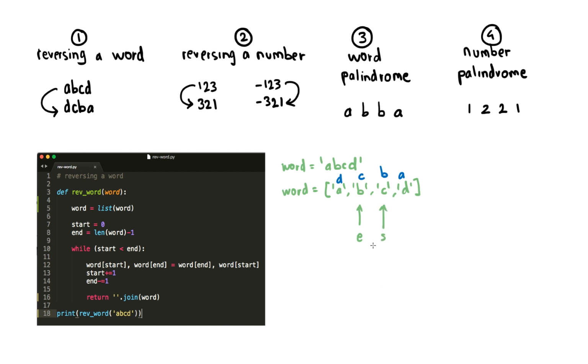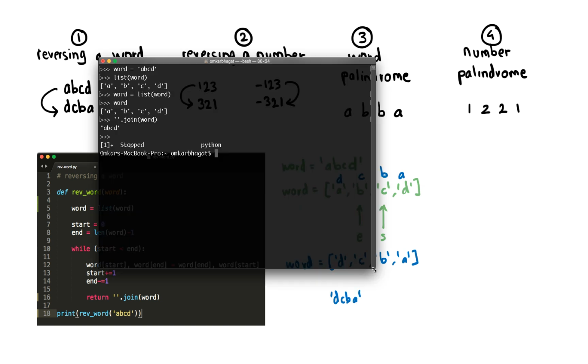Since start still hasn't crossed end, we will keep swapping and then move the pointers again. Okay, now start has crossed end, so we stop, and our reversed list of characters is D, C, B, and A. And then at the end we join this list of characters and return it as DCBA. And I can quickly demonstrate this in terminal.